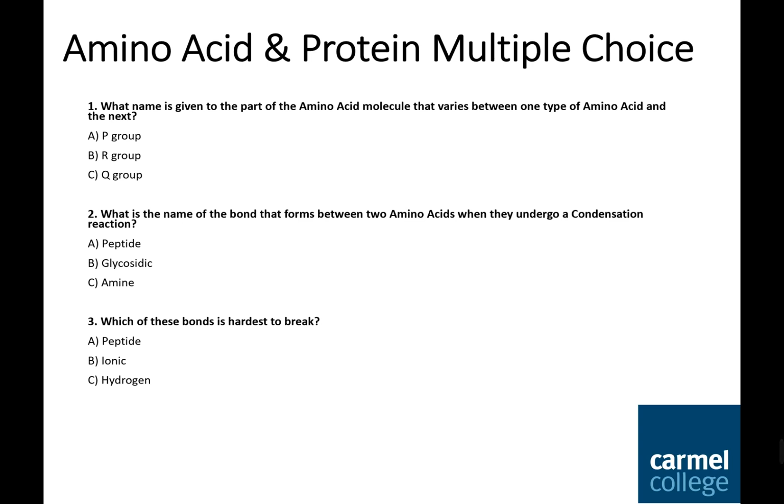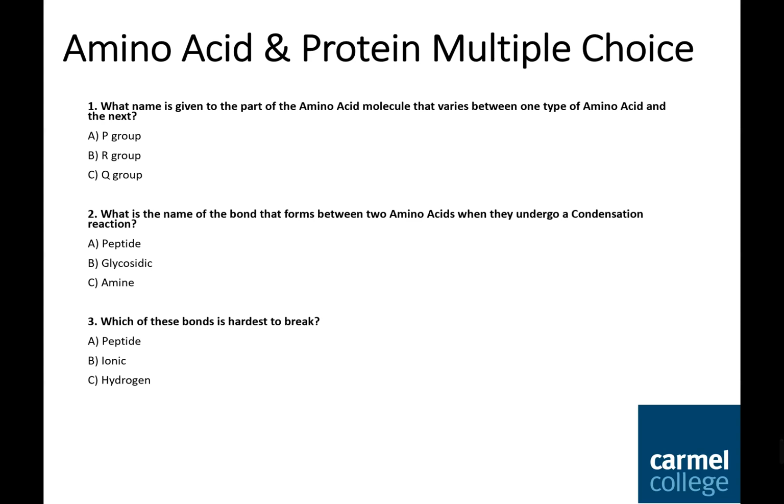What is the name of the bond that forms between two amino acids when they undergo a condensation reaction? The answer to that is A, peptide bonds. Glycosidic bond, out of interest, is the bond that forms when two glucose molecules join together to form what we call a disaccharide. We'll study that in the carbohydrates topic next year.